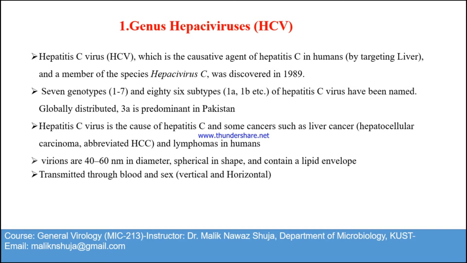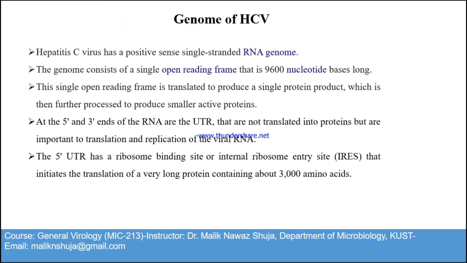If we are talking about the virion of HCV, the virion size is about 40 to 60 nanometers in diameter, spherical in shape, and contains a lipid envelope. The HCV virus is mostly transmitted vertically or horizontally, so we will talk about the transmission of HCV virus in the coming slides.